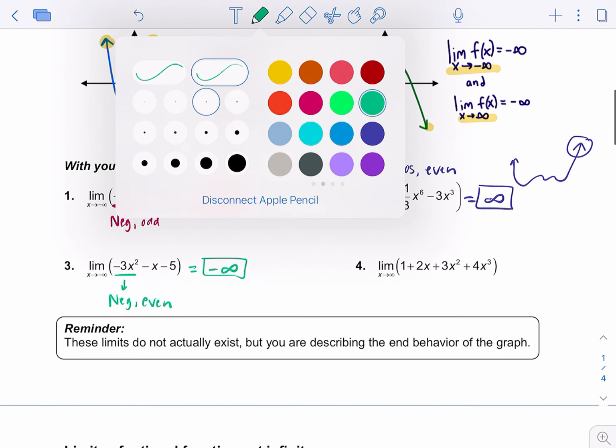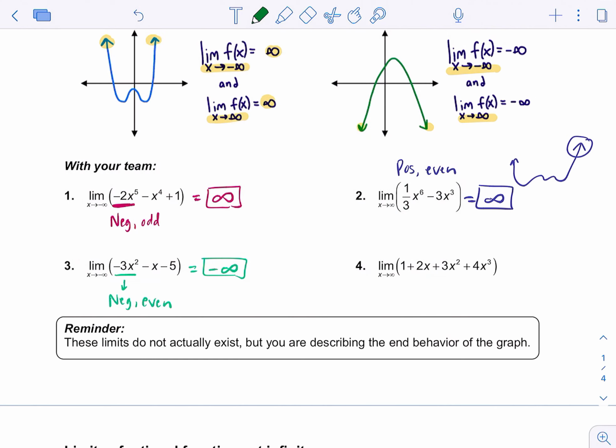And then lastly, for the last one, they did not put it in order here. So we want to look for our term with the highest degree. That's 4x to the third power. So this is positive and it's odd. So as x goes to positive infinity, my arrows start down, they end going up. So as we go to positive infinity, it would also be going up toward positive infinity.